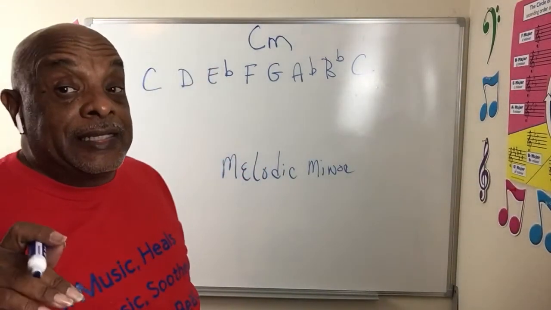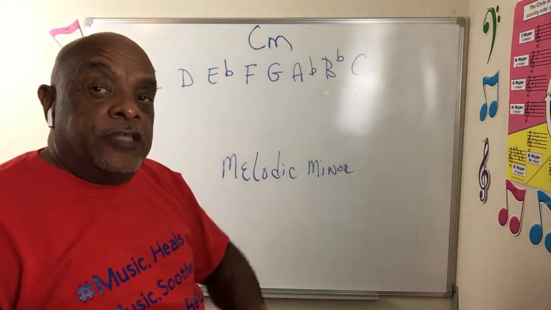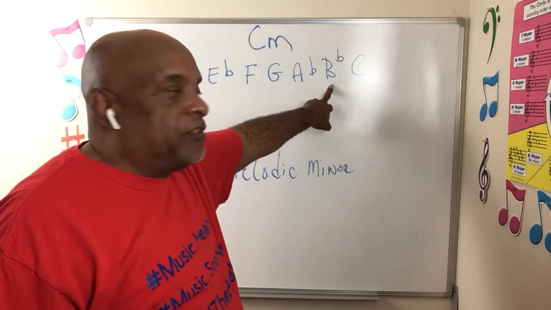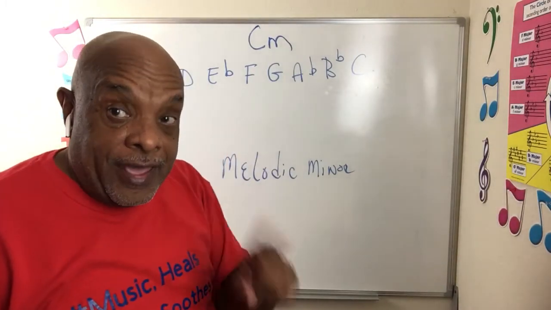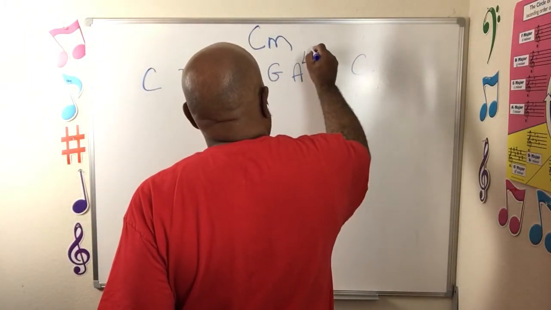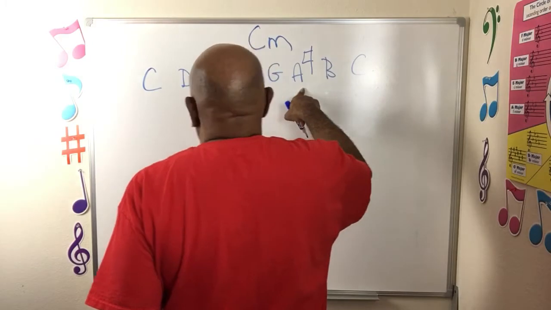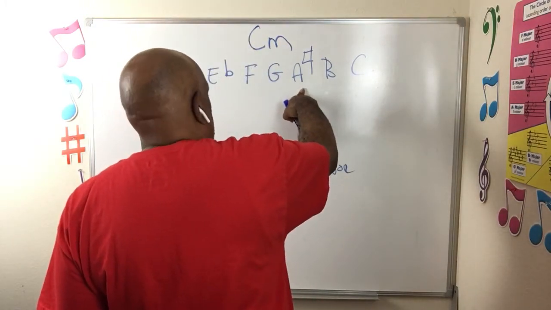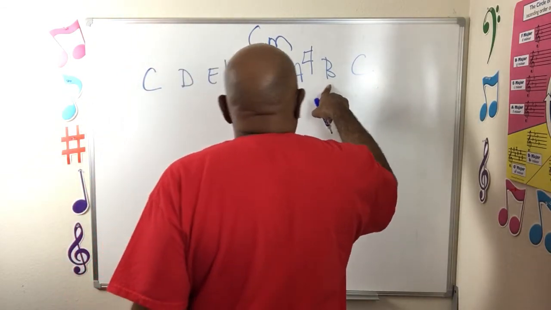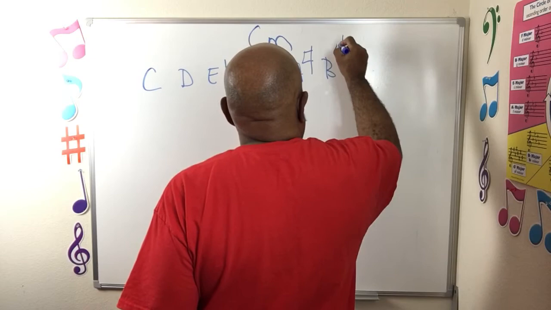Now, in the melodic minor, the sixth and the seventh degrees of the scale are raised a half step. So now it goes from A flat to A natural. If I'm doing this right. Okay, that's good. And the A flat would be the sixth degree. So now the A flat goes to A natural, and the seventh degree, which would be the B flat, is raised a half step, so it goes to B natural. Okay.